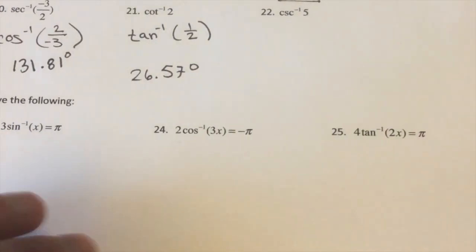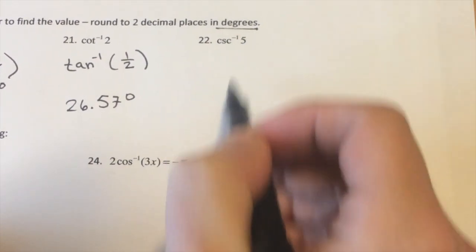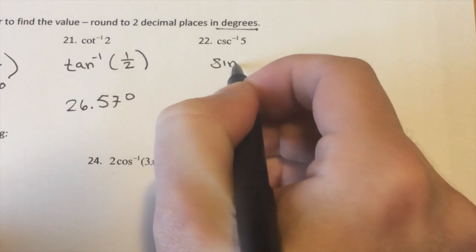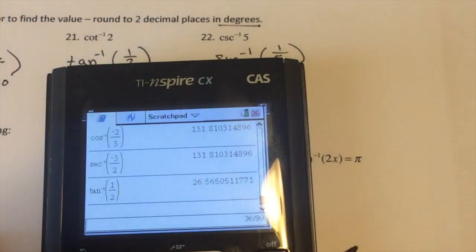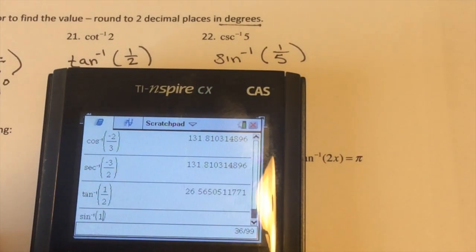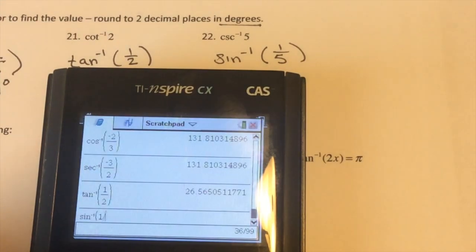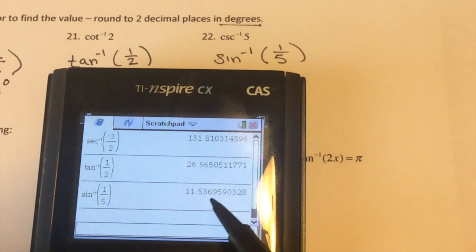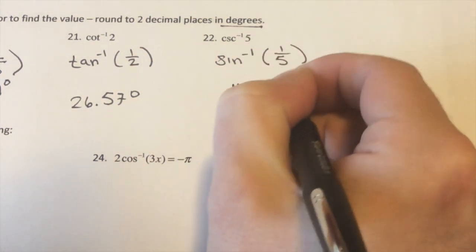26.57 degrees. And the last up, the inverse cosecant of 5 is going to be the same thing as the inverse sine of 1/5. Take out my calculator. Inverse sine of 1/5. Enter. I get 11.536, so 11.54 degrees.